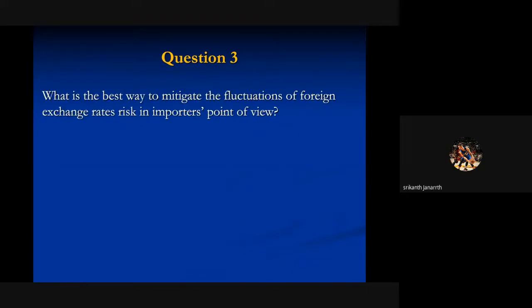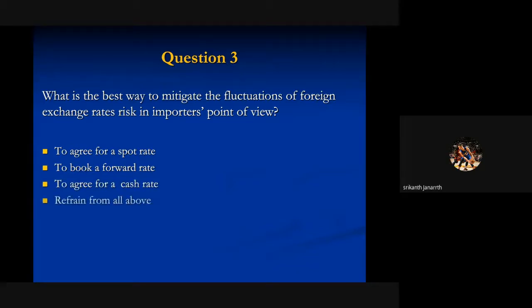Question number 3. What is the best way to mitigate foreign exchange rate fluctuation risk from the importer's point of view? To agree for a spot rate, to book a forward rate, to agree for a cash rate, or to refrain from all of the above. If you are an importer facing exchange rate fluctuation, what is the best course of action you can take? Will you agree for a spot rate, which is two working days?